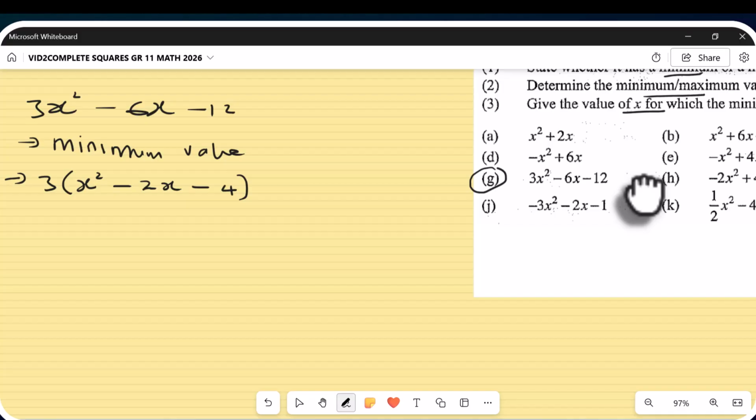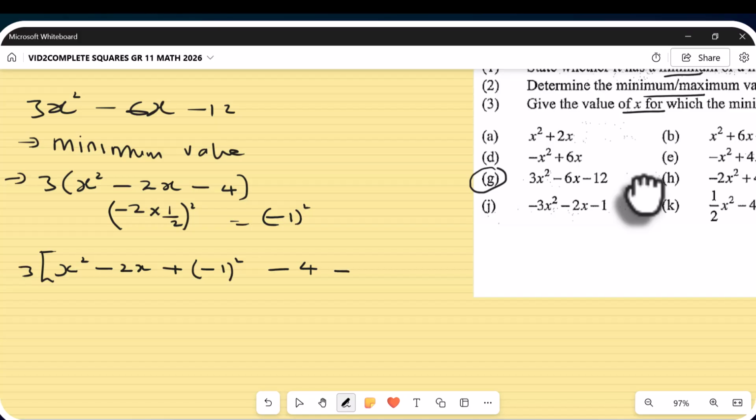So then look at this negative 2 here. The negative 2, we said multiply by 1 over 2. That's the middle term, and then square. So it's going to give us negative 1 squared. Now what we get here, we're going to say 3, open brackets here, then x squared, and then minus 2x, and then plus that square which we have, that's negative 1 squared. And after that, minus 4, and then again minus negative 1 squared.